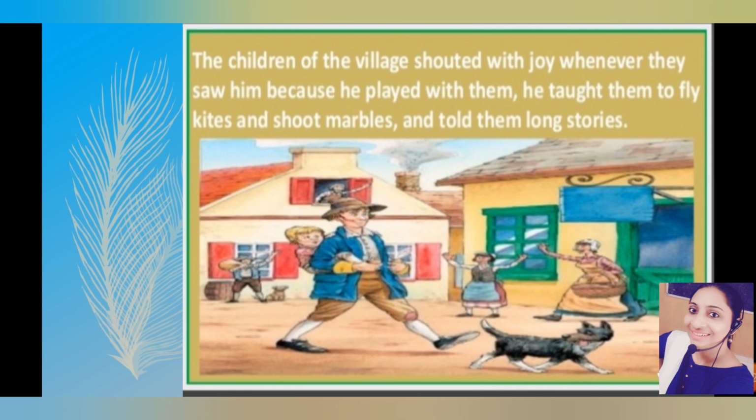The children of the village shouted with joy whenever they saw him because he played with them. He taught them to fly kites and shoot marbles and told them long stories. Okay, so all the children of that village were very happy to see Rip Van Winkle. Why? Because he was very kind-hearted, and he was a very nice man. He loved children, and he played with them. He taught them how to fly kites, how to shoot marbles, and he told them long stories. So all the children loved him.